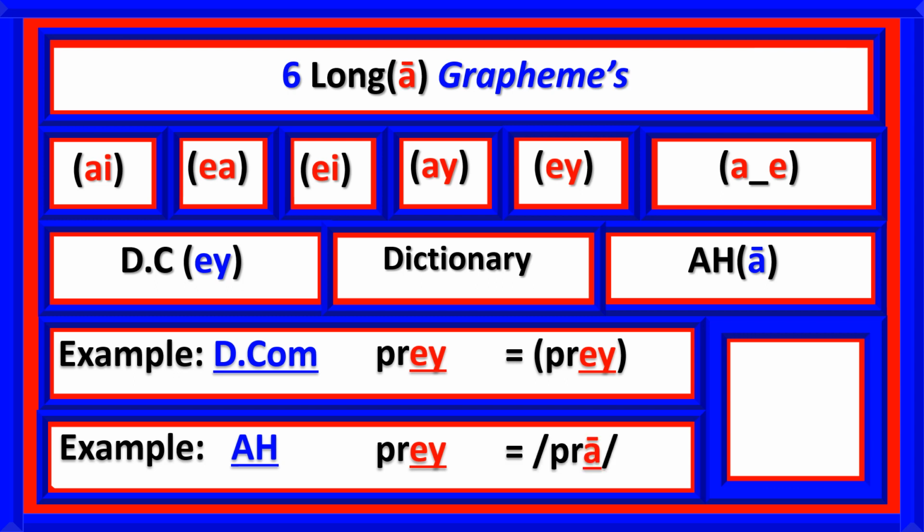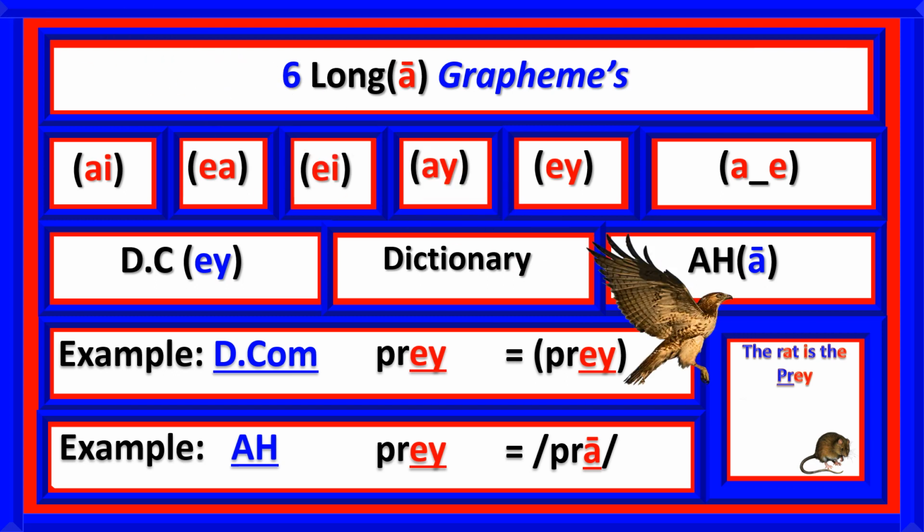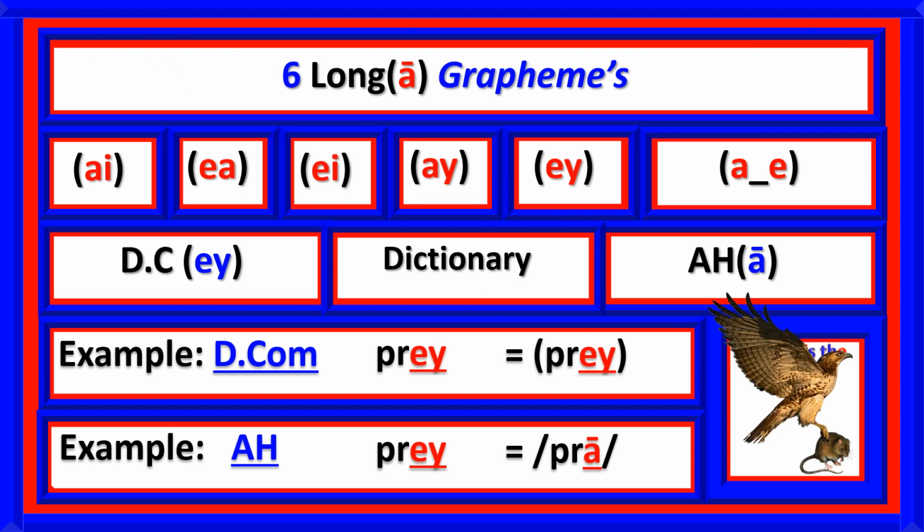Prey. Okay, you see the rat? The rat is the prey. Here comes the predator. The bird is the predator. The rat is the prey. The bird trying to eat.